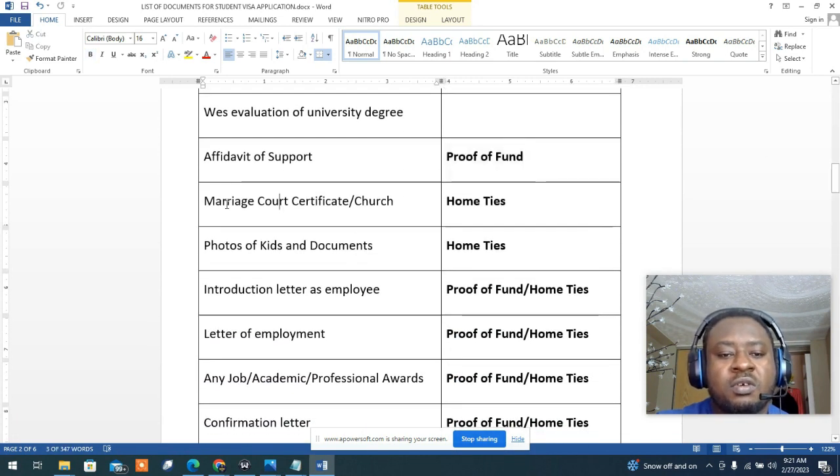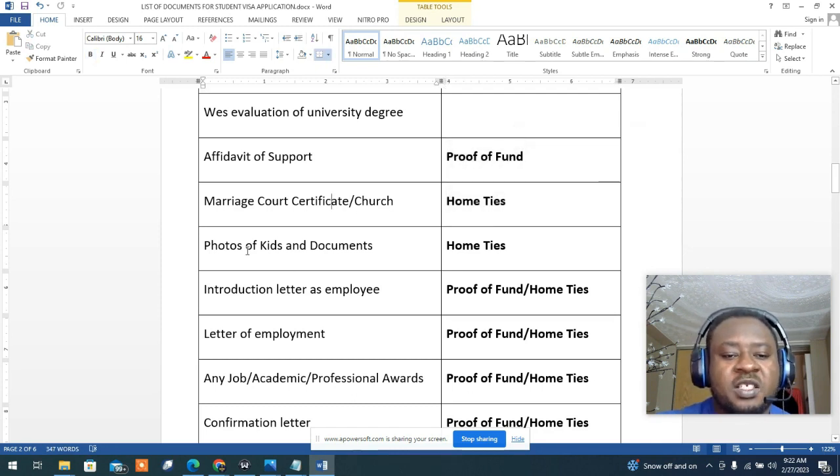This one is for those who are married. If you are married, it's expected that you include your marriage certificate from court and from church, both. But the one from the court is more preferable. So it's a sign of proof of funds. Sorry, it's a sign of home ties. I believe you know what I mean by proof of funds and home ties.